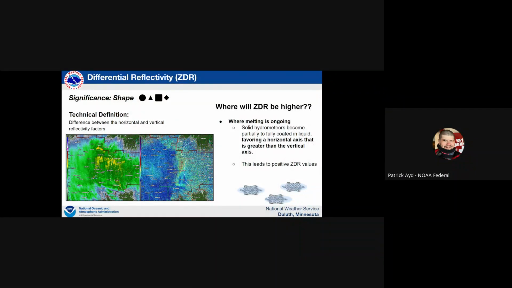Like we talked about, generally snowflakes start to melt on the outsides and work inwards. So that leads to positive ZDR values as they begin to look more and more like a hamburger-shaped large melting raindrop to the radar. And as you would expect, just as we would have in the summertime, that leads to very high ZDR in those melting layers.